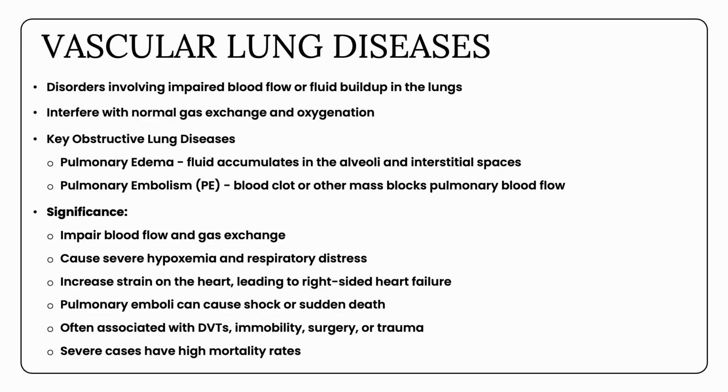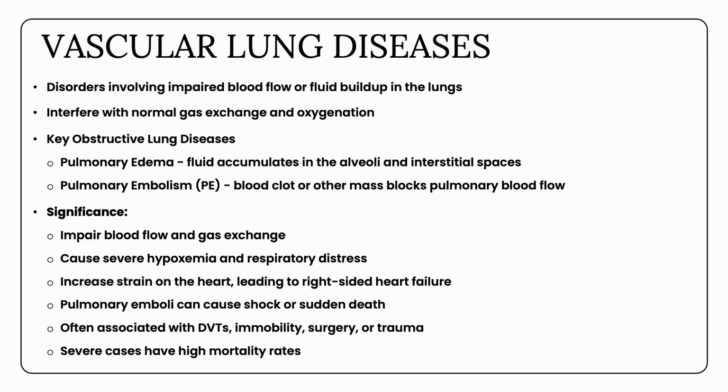So now let's talk about vascular lung diseases. Vascular lung diseases involve problems with blood flow or fluid buildup in the lungs, which directly interferes with gas exchange. Two major examples are pulmonary edema and pulmonary embolism. Pulmonary edema occurs when fluid leaks into the alveoli, most commonly due to left-sided heart failure. Remember, left-sided lungs. As fluid fills the air spaces, oxygen diffusion becomes impaired, and patients develop shortness of breath, crackles, frothy sputum, and severe hypoxia.